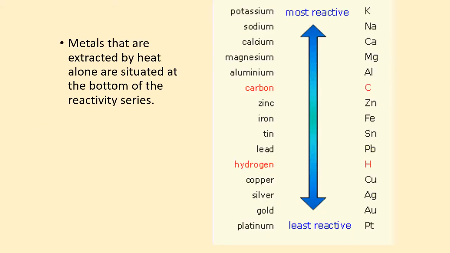Metals that can be extracted just by heat are found at the very bottom of this list of metals called the reactivity series. So you can see platinum, gold, and silver are all at the bottom of this list, and they can be extracted from rocks just using heat alone.